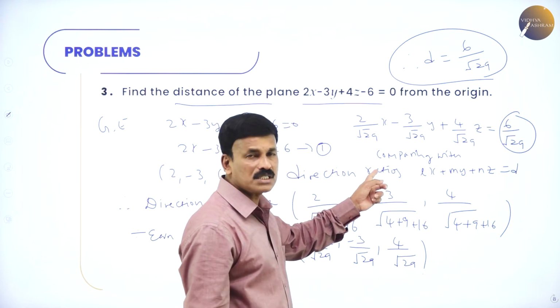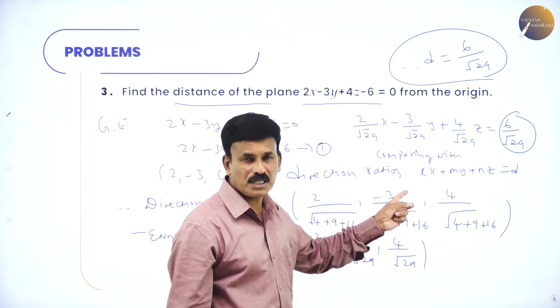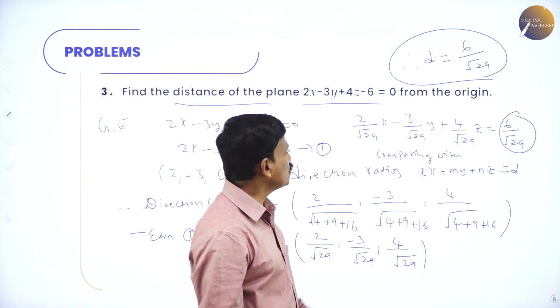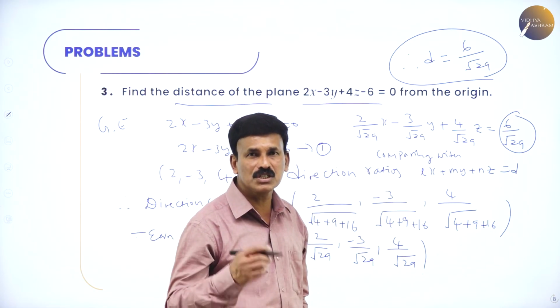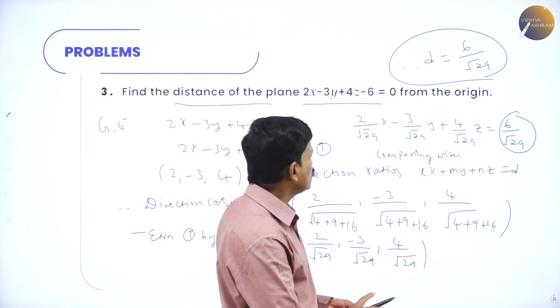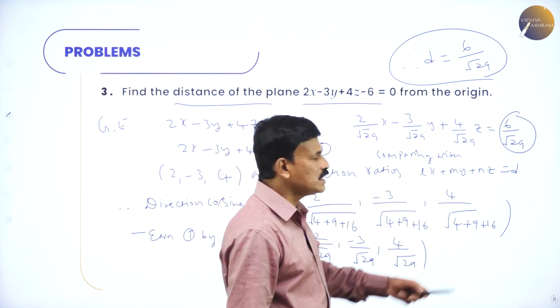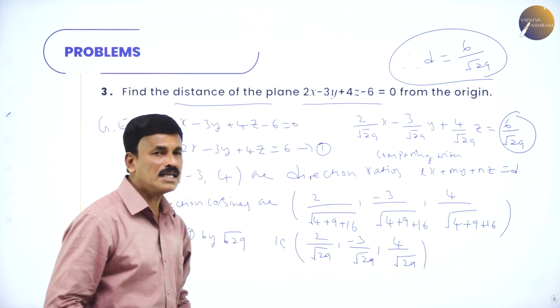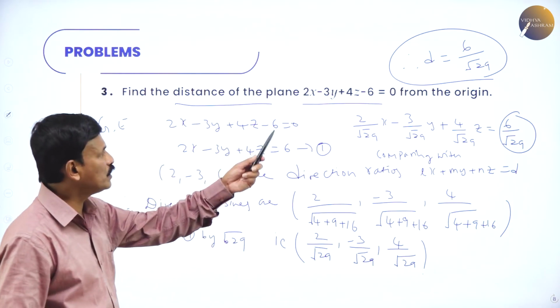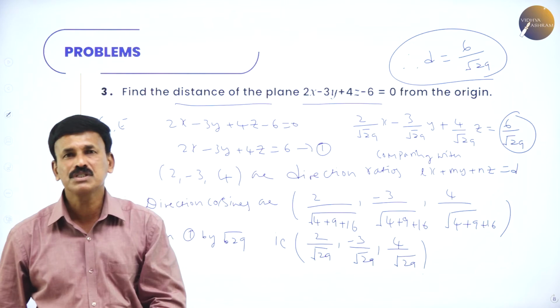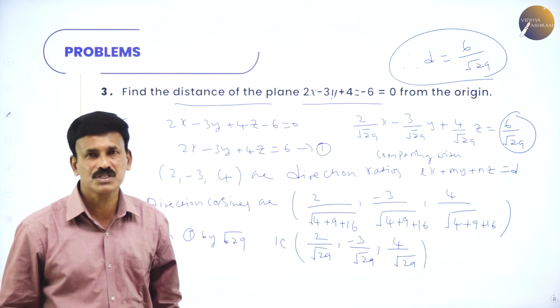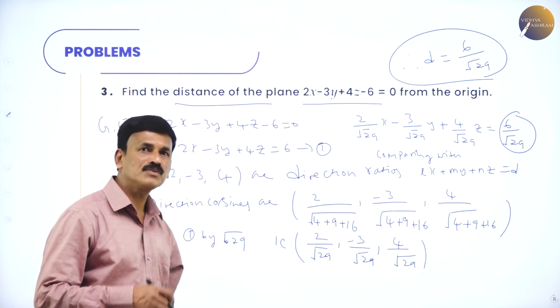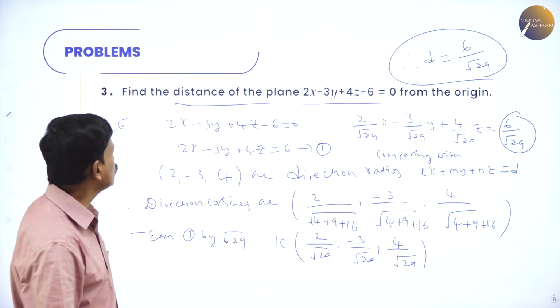This is of the form, the standard equation of the plane in the Cartesian form, l into x plus m into y plus n into z is equal to d. So if you compare this with the standard equation, you will get d is equal to 6 by root 29. Hence the distance of the plane from the origin is d is equal to 6 by root 29. That's it. Okay. Hope you followed. Now let us come to the next problem.